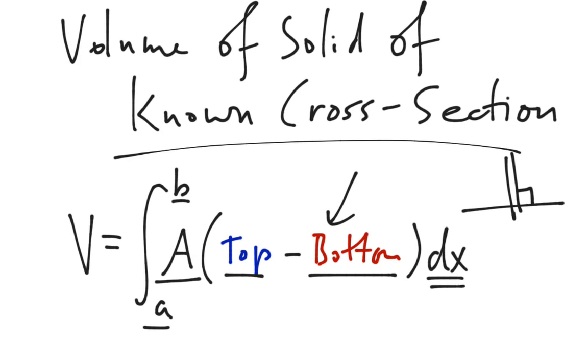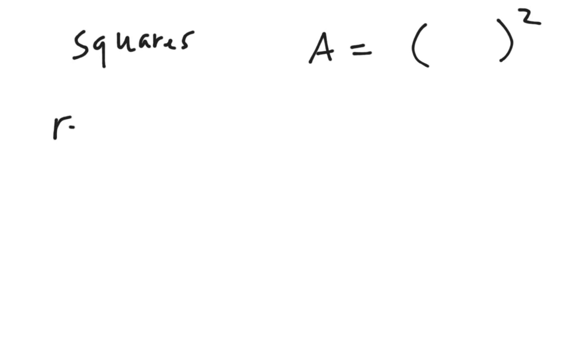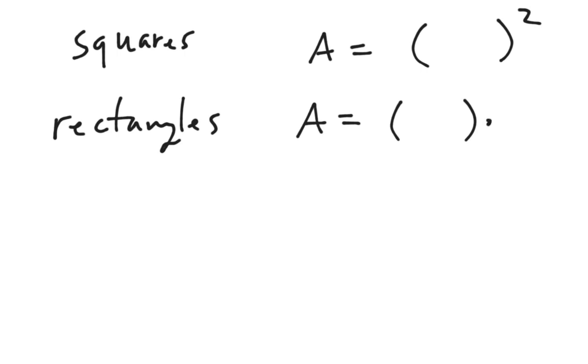Now, let's talk about this A thing. The A basically means the area function. So your cross sections could be many different things. For example, the cross-sections could be squares, in which case A is simply the top minus bottom squared. The cross-sections could be rectangles, in which case A is going to be top minus bottom times some other thing which will be specified, because it could be the height is twice the base or 3 times the base or something like that.